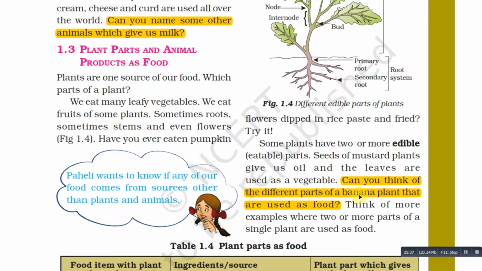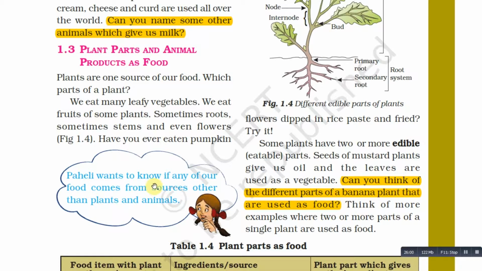Now this is another exercise for you. Can you think of the different parts of the banana plant that are used as food? Think of more examples where two or more parts of a single plant are used as food. Now here Paheli wants to know, Paheli means this girl, okay, ek Paheli Leela.